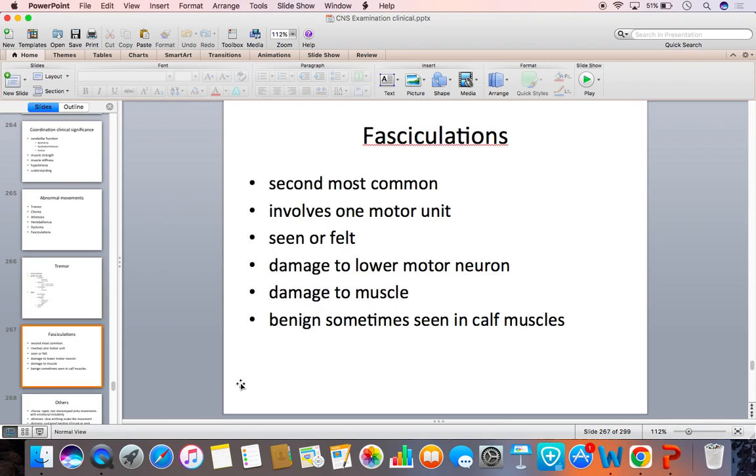Look for fasciculations. This is the second most common one. It involves one or more motor units. Seen or felt. Damage to the lower motor neuron results in fasciculations. Damage to the muscle can also cause it. Benign fasciculations are sometimes seen in calf muscles.